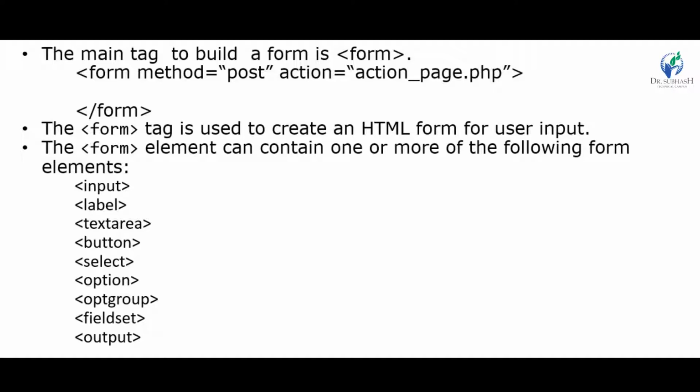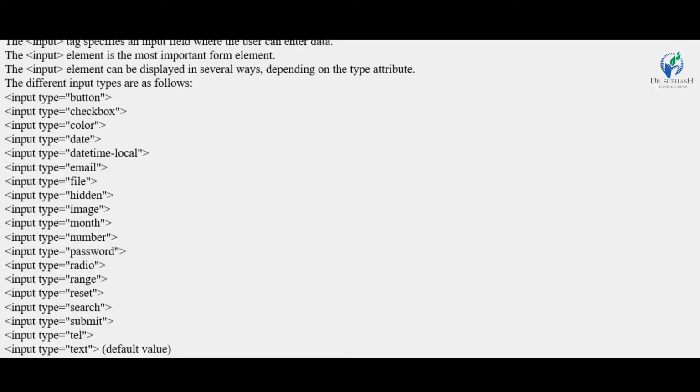The form element can contain one or more of the following form elements: input, label, textarea, button, select, option, optgroup, fieldset, output. These are all tags that are used in the form tag.